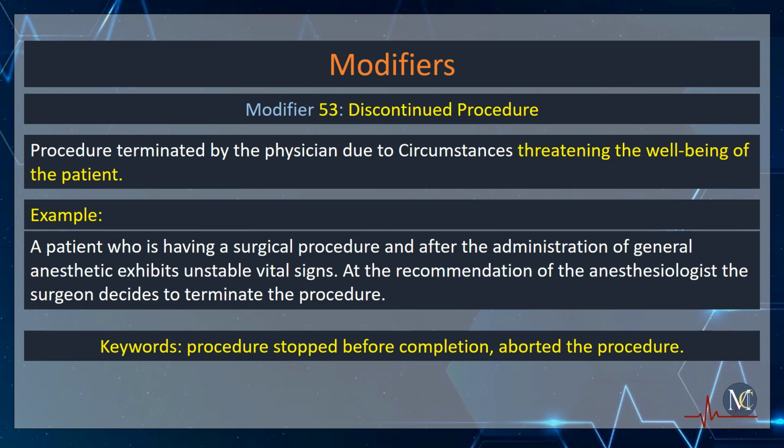Let's take an example. A patient who is having a surgical procedure exhibits unstable vital signs after the administration of general anesthesia. At the recommendation of the anesthesiologist, the surgeon decided to terminate the procedure. The common keywords used in the procedure for the use of modifier 53 are procedure stopped before completion, aborted the procedure.